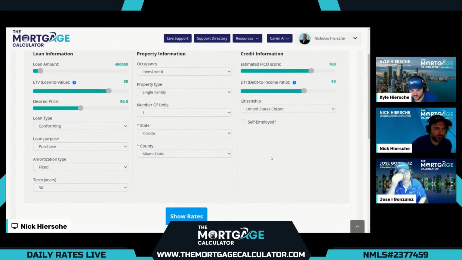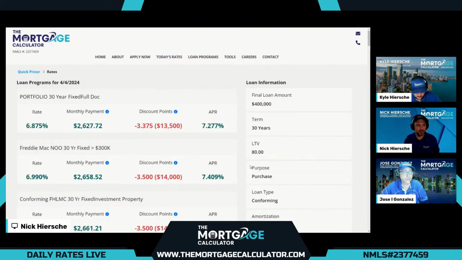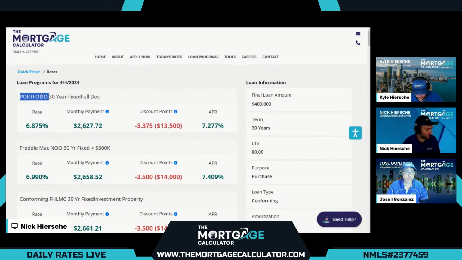We'll start here with conforming. Everything's going to stay the same as all our other demos here, except we've just changed to investment. So let's check out these options today. Took a second there. Someone was probably updating, and there's still a little bit apart here. So this portfolio option still top of the list because it doesn't require the loan level price adjustments of Fannie and Freddie. So this option comes in at 6.875 rate, 3.375 discount points, final APR 7.277.